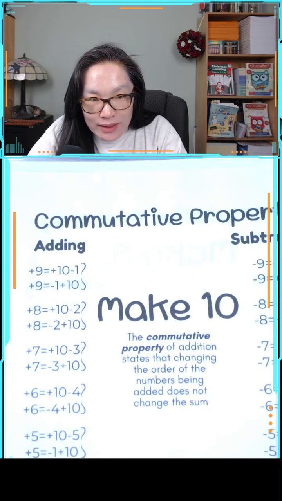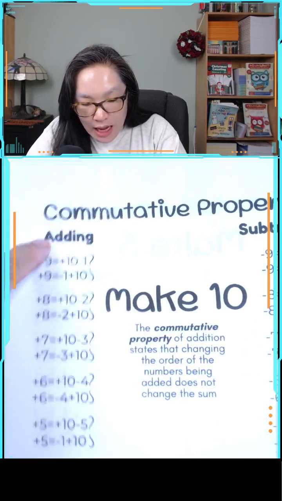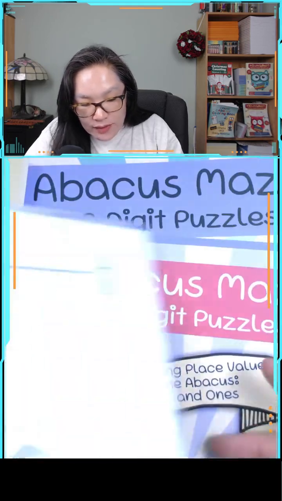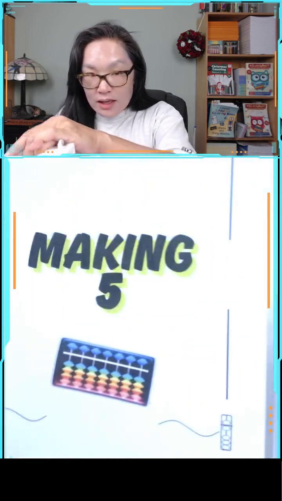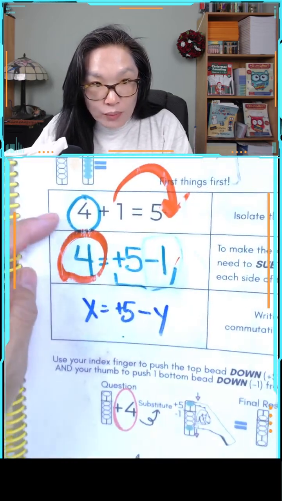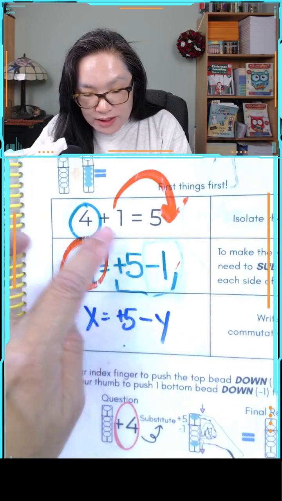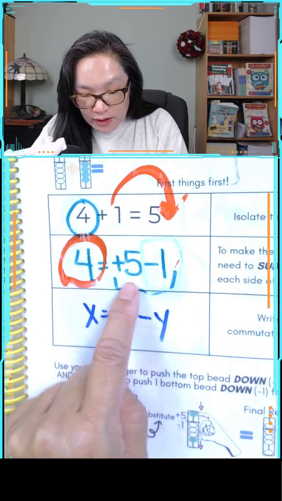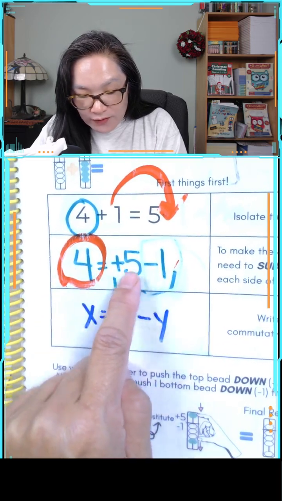A summary of how to make a 10, meaning how do you make a 10 and how do you break it, right? We need to break the 10, and then this is the concept of how to make a 5. So I give you the prompt: 4 plus 1 is equal to 5, and then you have to rewrite the equation. There's a formula, right? Plus the 4 is equal to plus the 5 minus 1.